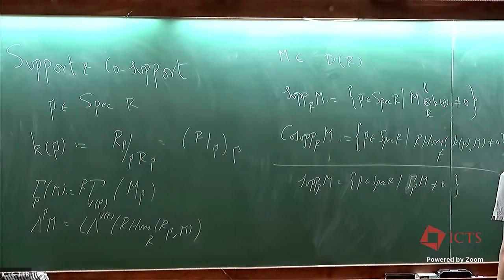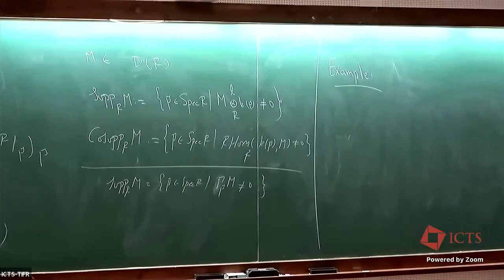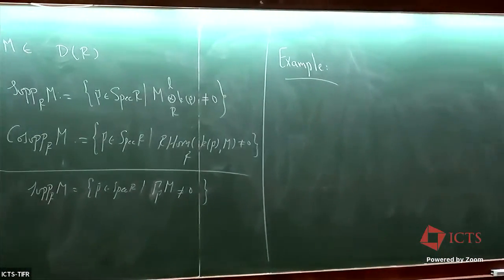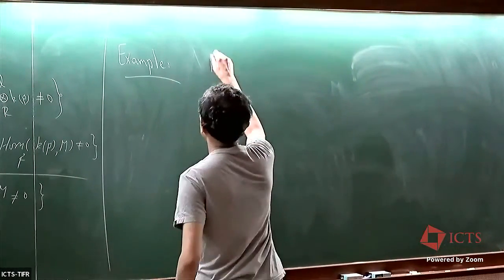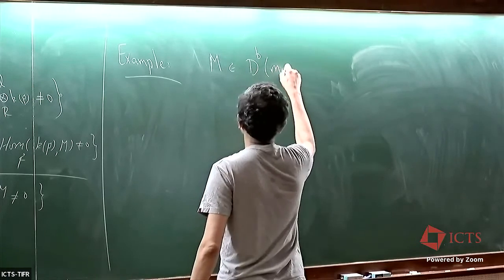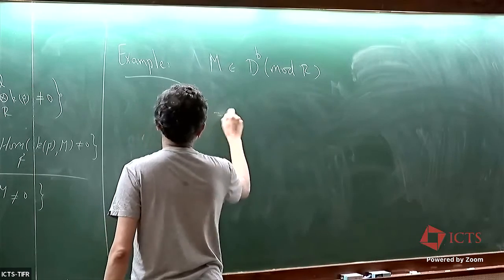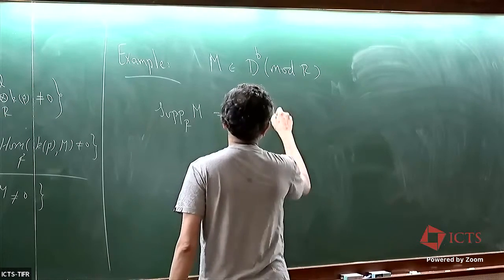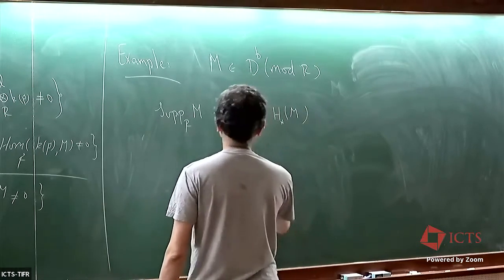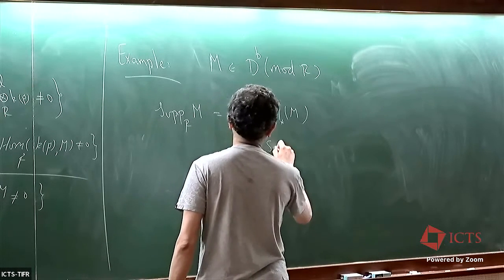So for instance, maybe it's an example exercise. Any example is an exercise because I'm not giving any details anyway. So if you take something in the bounded derived category, then the support of M is the same as the support of the homology modules of M. And that's the same, therefore, so you're really looking at primes where the homology is non-zero.